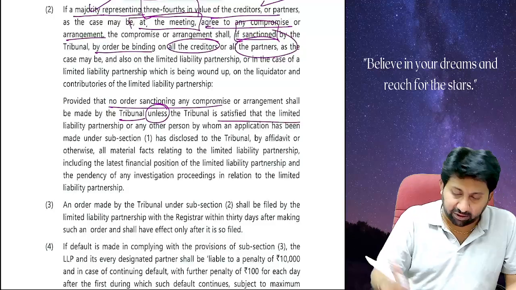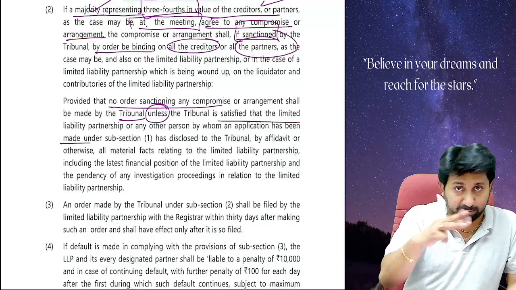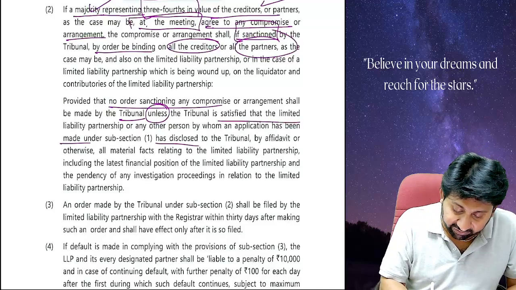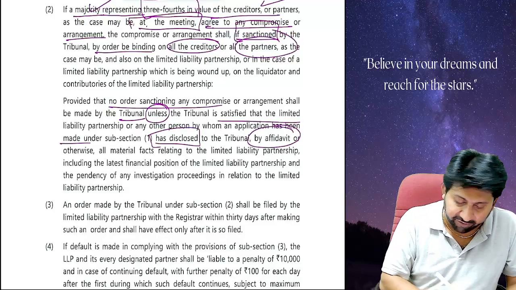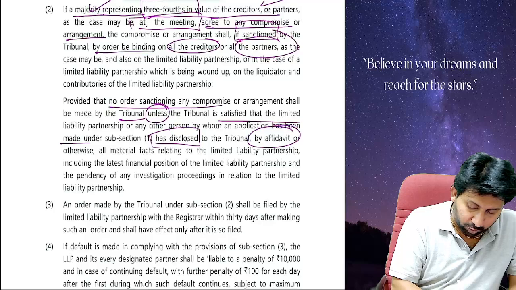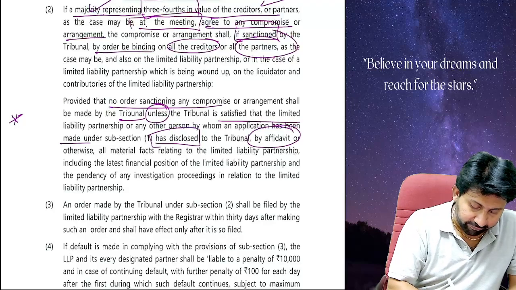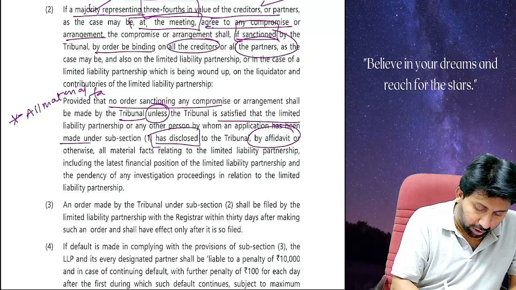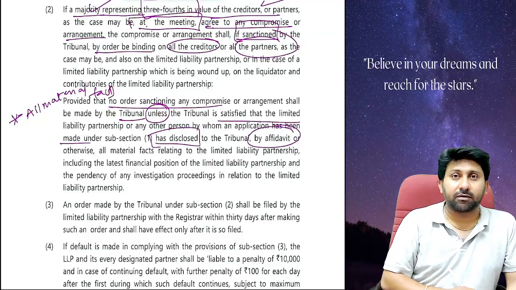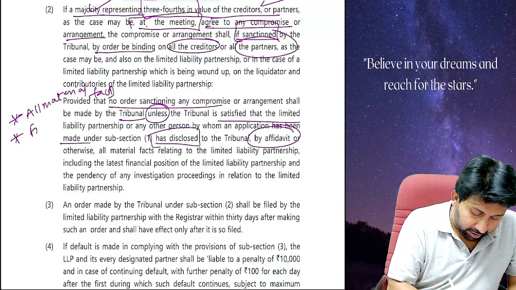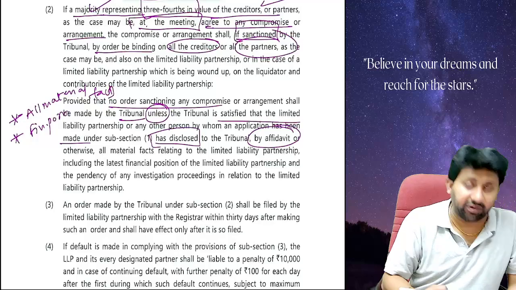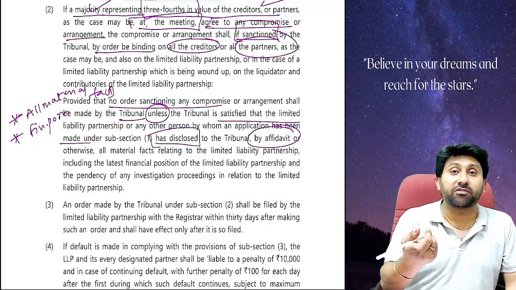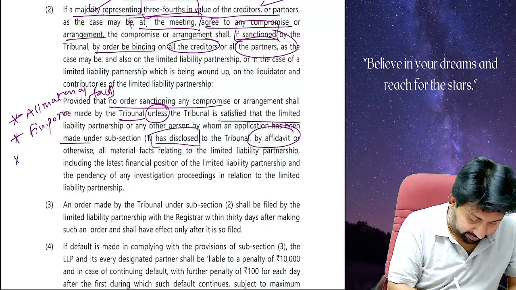the LLP or any other person by whom the application has been made has disclosed to the tribunal by an affidavit two things. Number 1, all material facts relating to the LLP. Number 2, financial position. You should prove that your financial position is bad. Then only you will go for compromise.